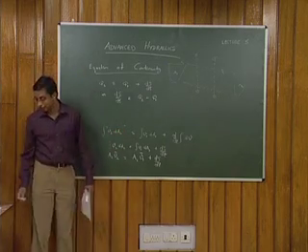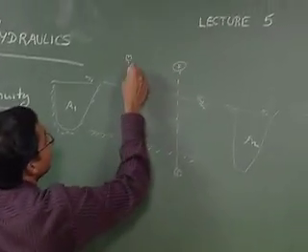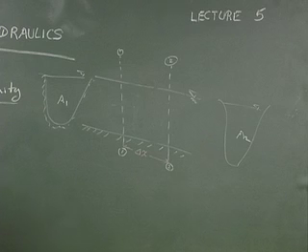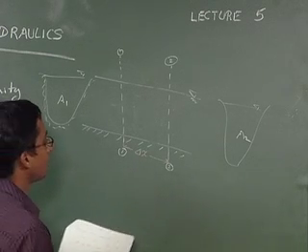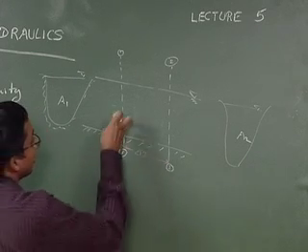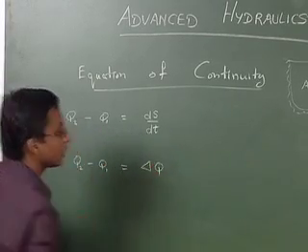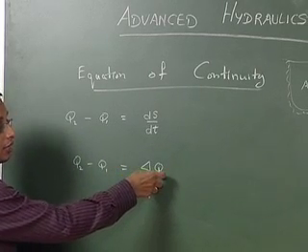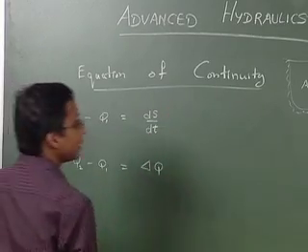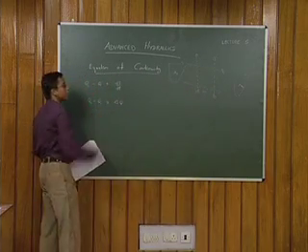You can again redefine these things. Let us assume the distance between two sections 1 and 2 as delta x. If you define it in this form, you can now easily suggest that the quantity Q2 minus Q1 is delta Q, that is the change in the discharge between two sections 1 and 2. Because we have suggested the distance between them as delta x, we can define Q2 minus Q1 is also equal to delta Q.